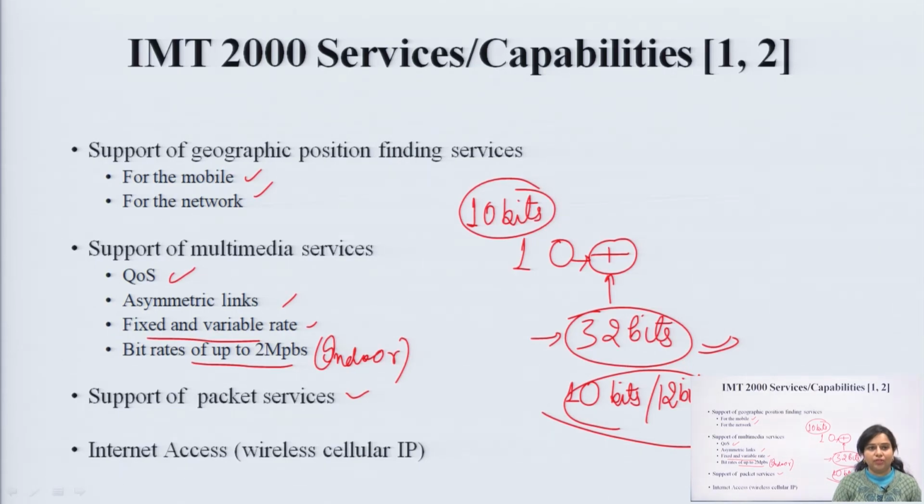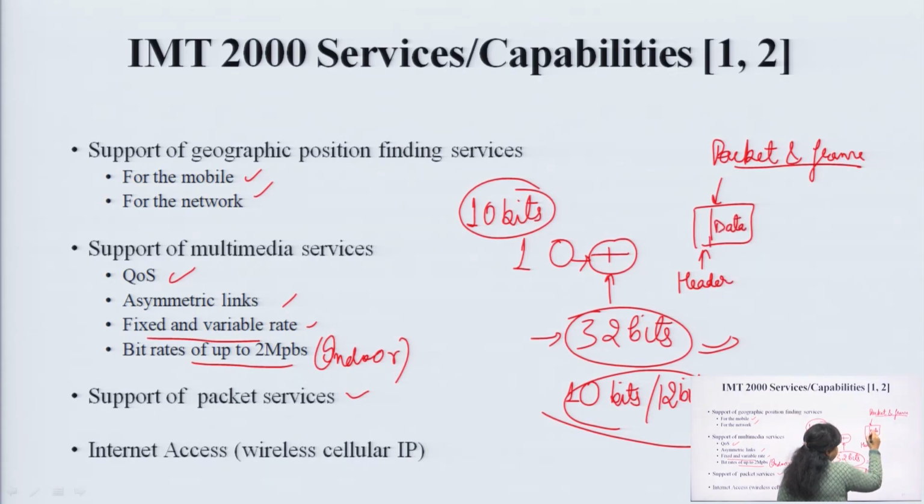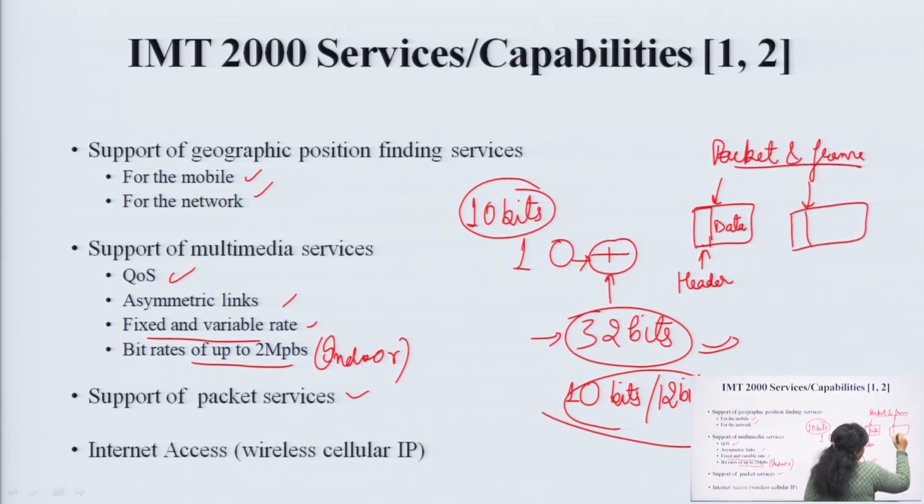Now, there is a slight difference between packet and frame. In case of packet, let us say a header is inserted over here and there is data which carries the main information. That is a kind of packet only, but when we add the trailer bits along with this header and data bits, then it will form a frame.